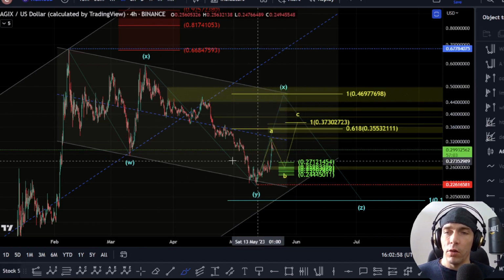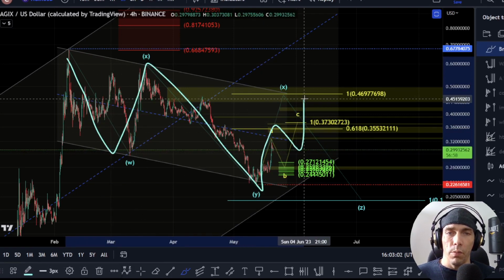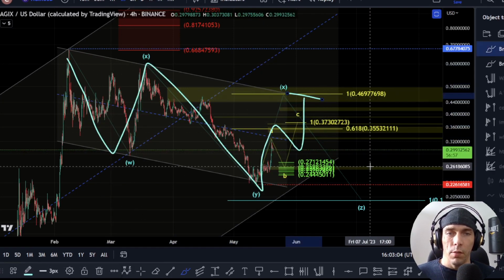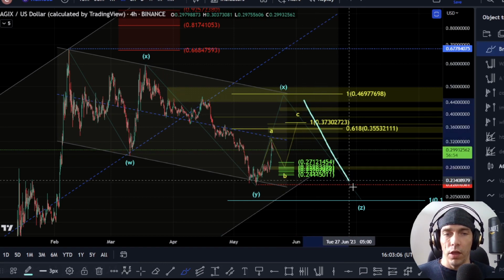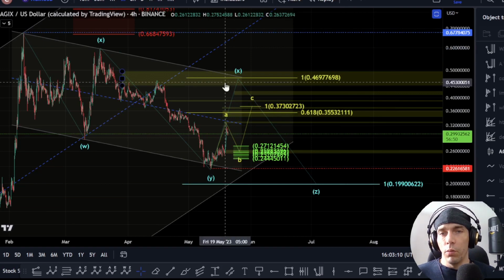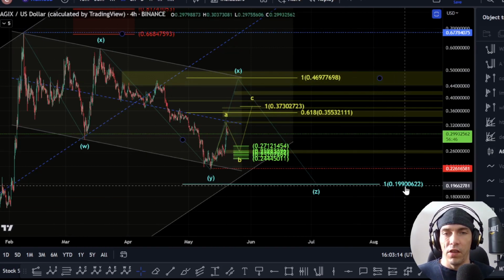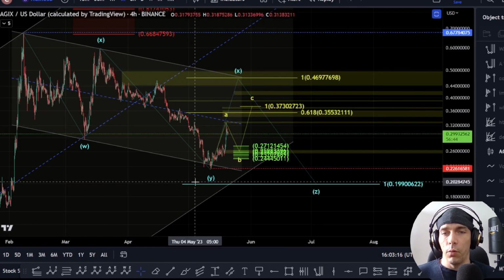Now I've also got this channel drawn on here, which could mean that we get something like this WX, we get a move back into this channel, which would be somewhere in this area, and we'd then be looking for that correction again in a Z wave. If we did move up to this 1-to-1, the 1-to-1 of this W wave to the downside would actually look to bring us back to this 1990 area. So this is what I'm looking for.